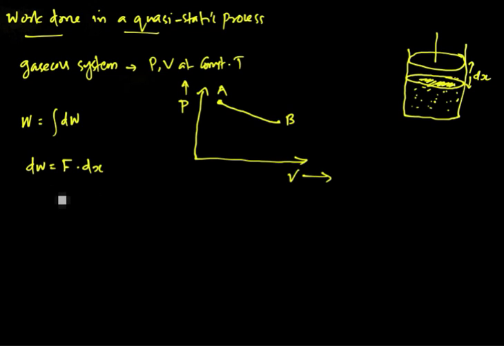Now you know that force is pressure into area, or we can define pressure P as force per unit area, where F is the force applied on the piston and A is the area of cross section of this piston.